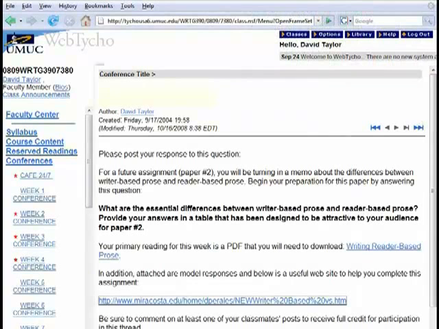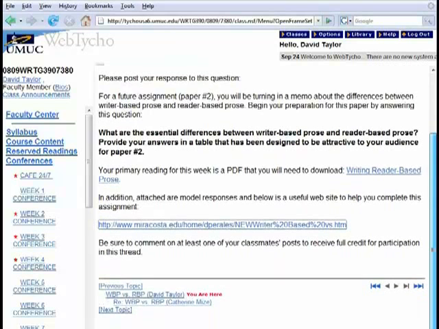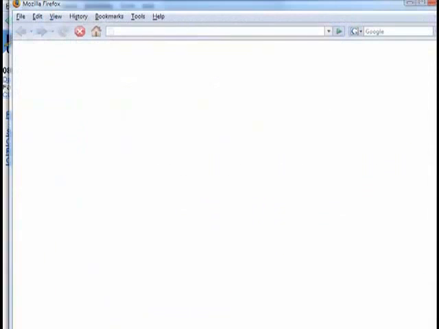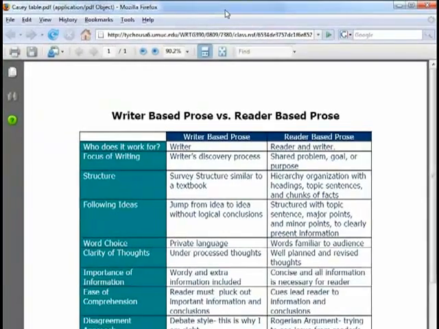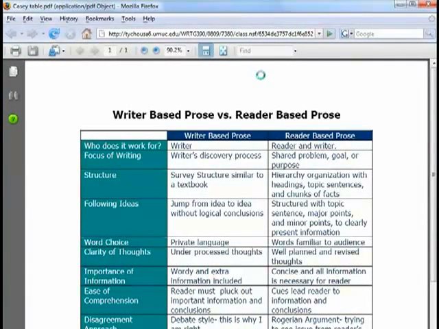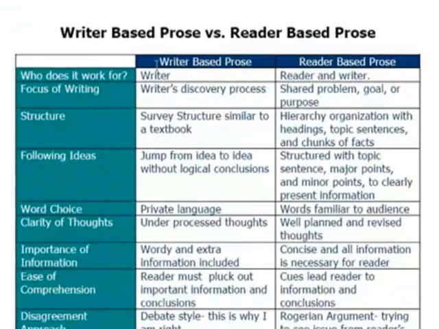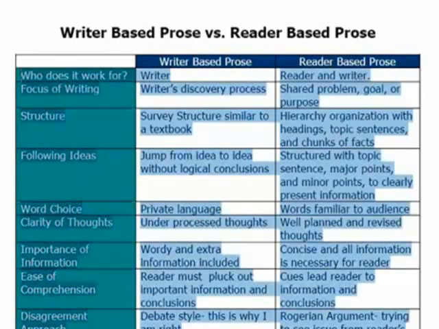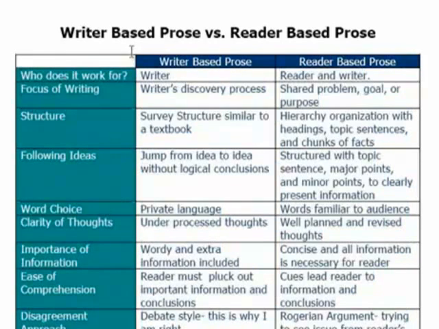Now, your assignment is simply this: to create a table delineating the differences between writer-based prose and reader-based prose, just like the one you see here. Let's take a look at this table. Notice that it uses big, bold, looks like 18-point Tahoma there. You cannot mistake that that's a title. Over here on the left, in a different color, come the different criteria that the two forms of prose are going to be compared upon. First criterion, who does it work for? And then we have the two answers, writer and reader.